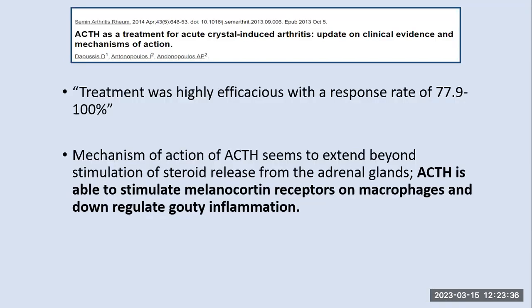And this is another newer treatment, ACTH. Use of ACTH in acute gout treatment was highly efficacious with a response rate of 78% to 100%. If we look at the mechanism, we might think the mechanism of ACTH is to activate the HPA pathway and increase the steroids. But it's not the only mechanism. ACTH is able to stimulate melanocortin receptors on macrophages and downregulate the gout inflammation.